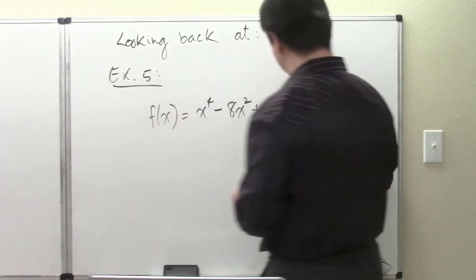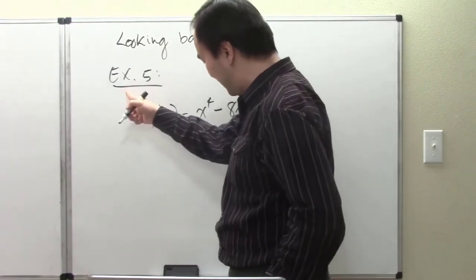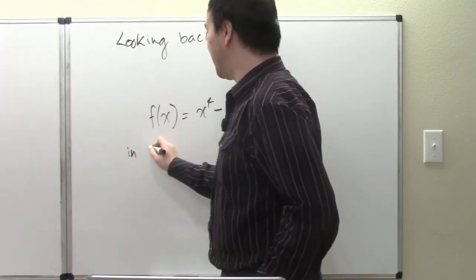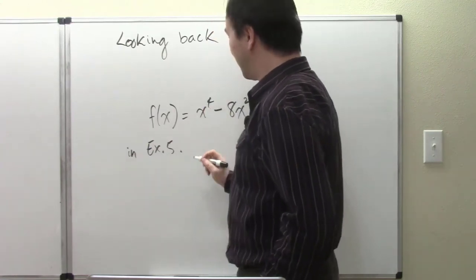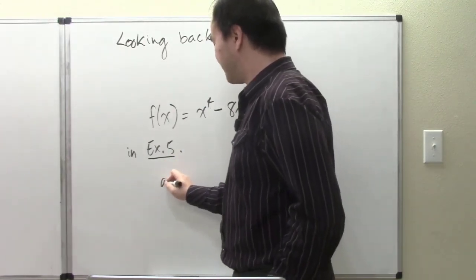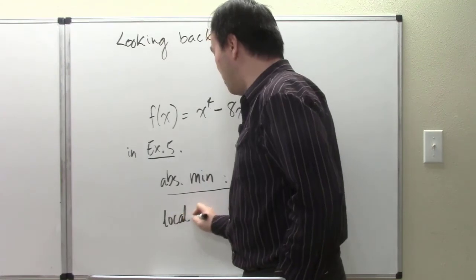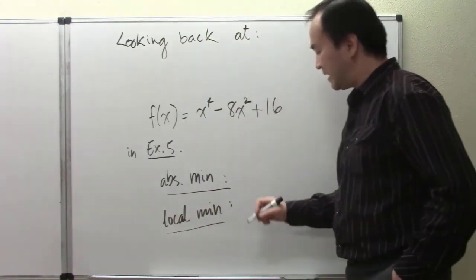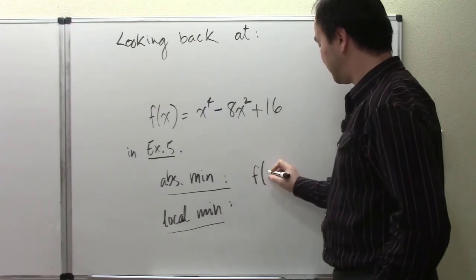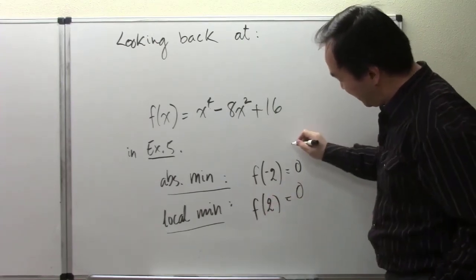I'm not going to worry about the entire domain of that function, but we have seen through example 5 that, looking specifically at that function, as far as the absolute minimum and the local minimum, it happens at f of -2, which was 0, and f of 2, which also equals 0. So we have a minimum.